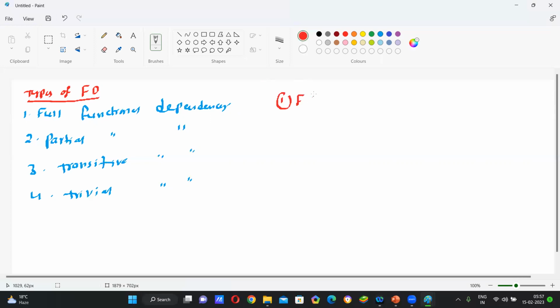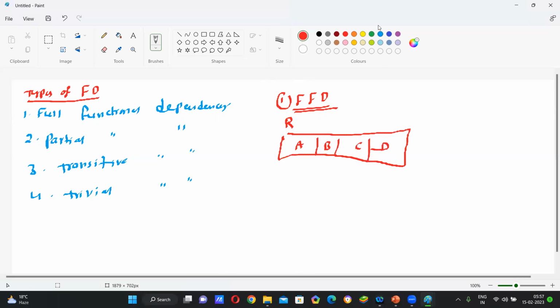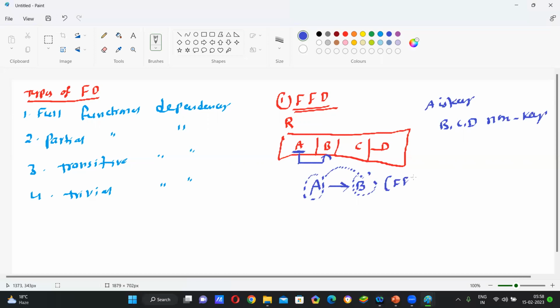What is the first one here? Full functional dependency. Sir, what is full functional dependency? Let's take one schema. Suppose the relation name is R, attributes are A, B, C, D. Assuming A is a key attribute, and B, C, D are non-key attributes. Suppose I derived an FD like this: A determines B. Here B is a non-key and A is a key. A non-key attribute is depending on key attribute. This type of FD is called full functional dependency.